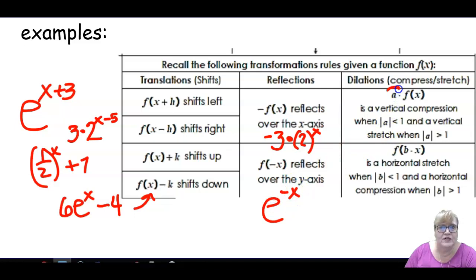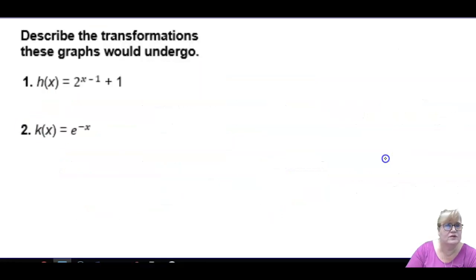And then out in front, the a is a vertical stretch or compression. If it's greater than 1, it stretches it up faster. If it's less than 1, it shrinks it down. And a horizontal stretch or compression would go inside, and I don't think we'll have very many of those.